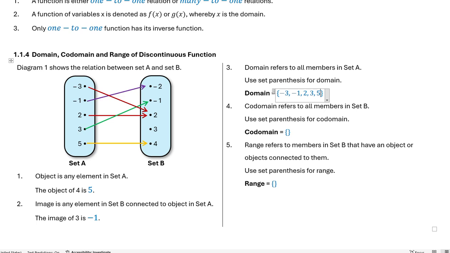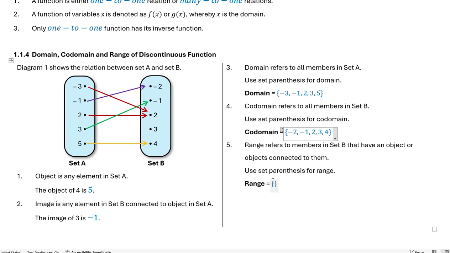Right, codomain and range. Codomain refers to all members in the set of image. So we go in ascending order, turut-turut menaik: -2, -1, 2, 3, 4. Now, how about range? What is the difference between codomain and range? Range refers to members in set B that have an object or objects connected to them.